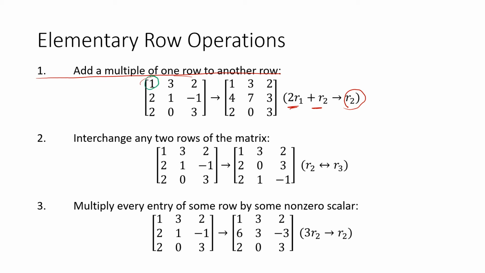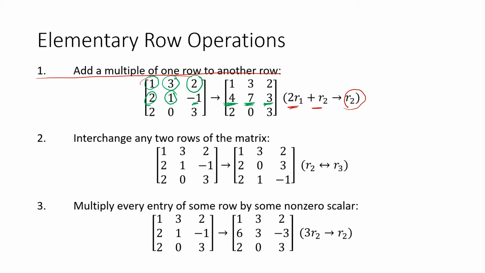So 2 times 1 plus 2, that gives me 4. That's my new number here. 2 times 3 plus 1, that gives me 7. There's my new 7. 2 times 2 is 4, plus negative 1 gives me 3. That gives me my 3. So I have taken my row 1, multiplied every number in there by 2, added row 2 to it, and it gives me my new row 2. That is one of my elementary row operations.